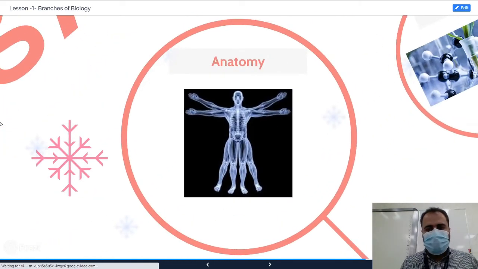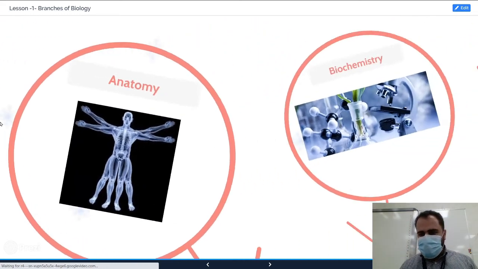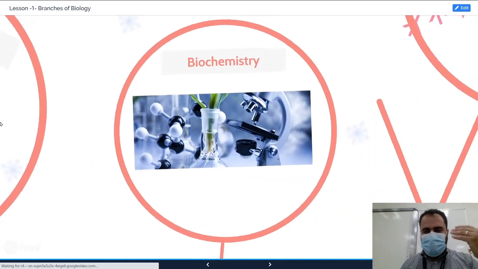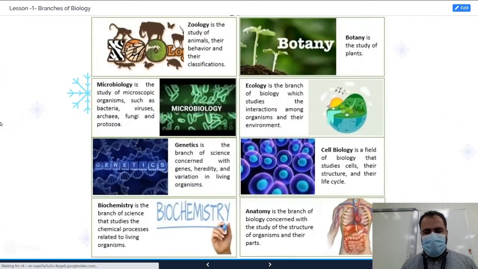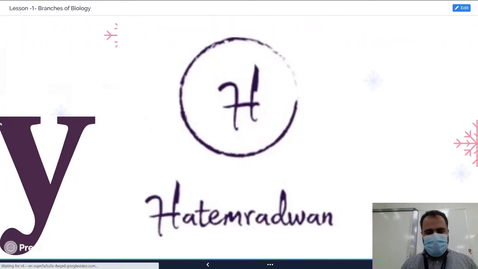And we studied anatomy. Now, are these the only 9 branches? No, there are more. There is biochemistry, there is biotechnology, and there are even more.